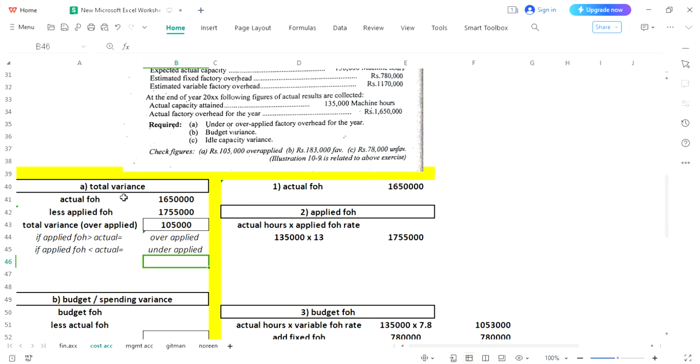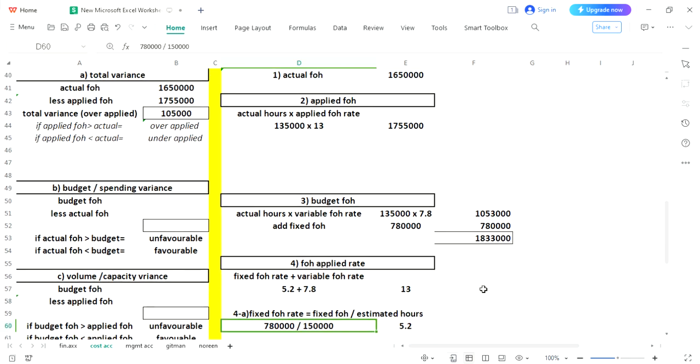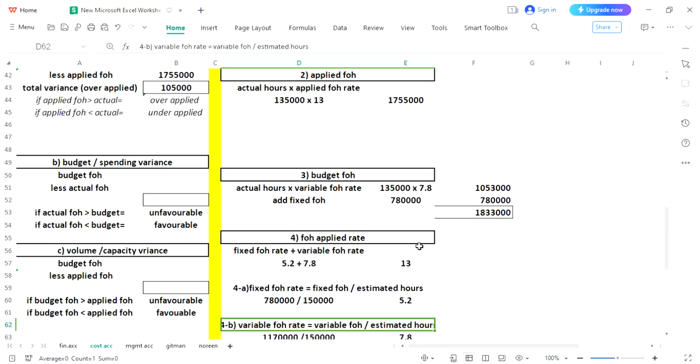Mainly total variance is calculated in just 3 lines. For these 3 lines we needed actual FH, which was given in the question, and applied FH, which you have calculated from here. This was your statement, but try to understand that we were not able to calculate applied FH until we had the applied FH rate. For applied FH rate you have calculated it in the fourth step.